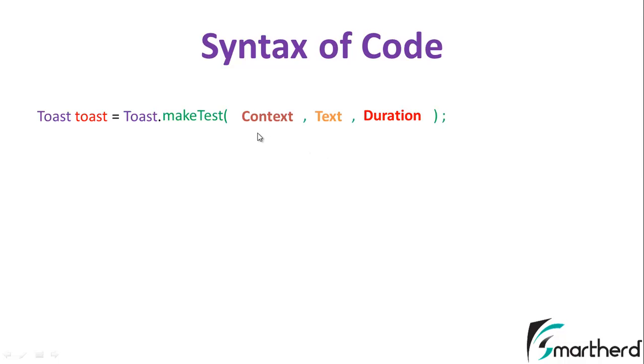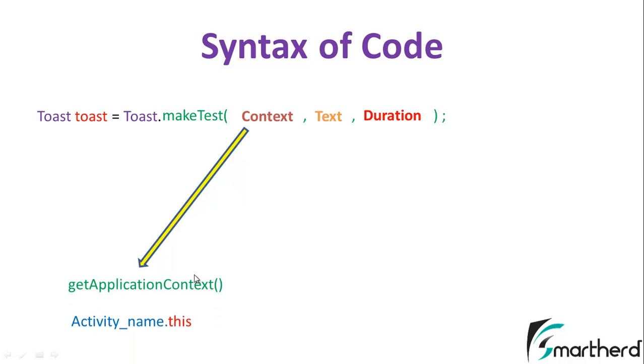Now, what do these parameters stand for? This context means the context of the activity from which you are showing the toast in the smartphone. This context can be written as getApplicationContext or simply ActivityName.this, from which activity you are calling this toast message. Now this text is actually the CharSequence, or you can say the string you want to display. It should be in the string format.